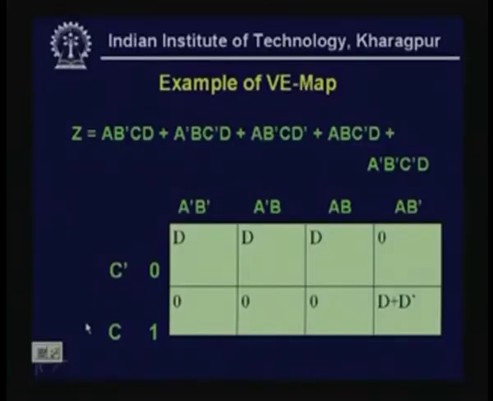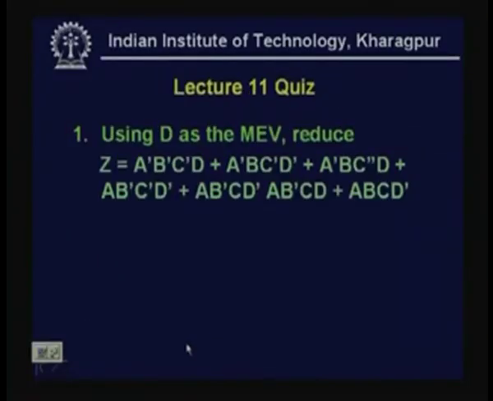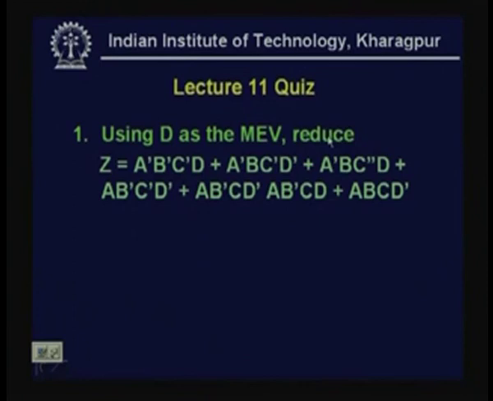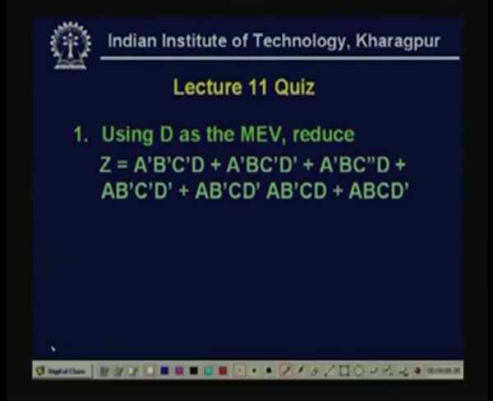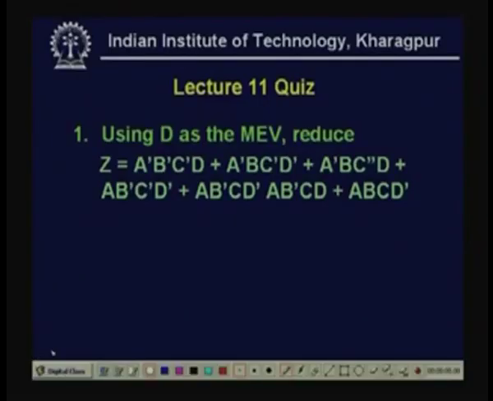So now today's quiz problem: using D as the MEV, reduce Z equal to A dash B dash C dash D plus A dash B C dash D dash plus A dash B C dash D plus A B dash C dash D dash plus A B dash C dash D dash plus A B dash C D dash plus A B dash C D plus A B C D dash.